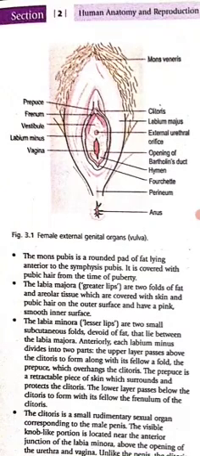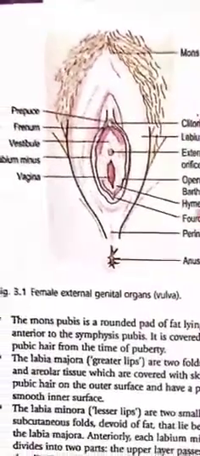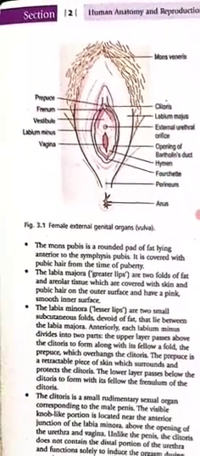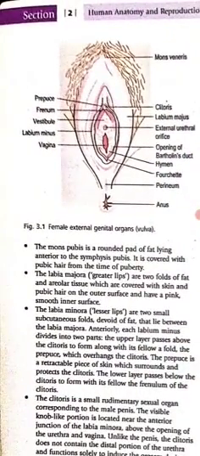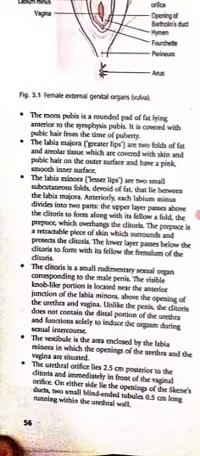So you can see the mons veneris, which is the first one, and that is also known as mons pubis. I told you this is the superior aspect of the female external genitalia, or of the vulva, and underneath it we have the symphysis pubis, and it is hair containing. This is followed by the labia majora. You can see from the image. We're going to take each one and discuss. So let's start with the mons pubis.